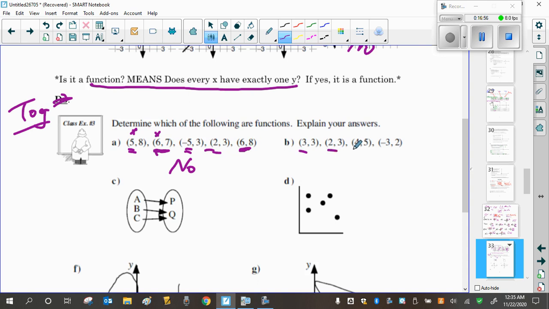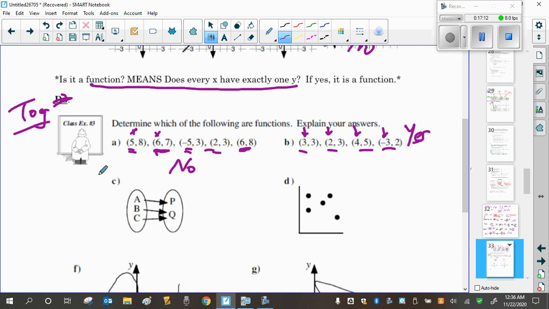So 3, 2, 4, -3, that's good. If any of those numbers were the same, no. And again, it's just the x's that can only have one y. Just look at the x's. So yes, that's a function.